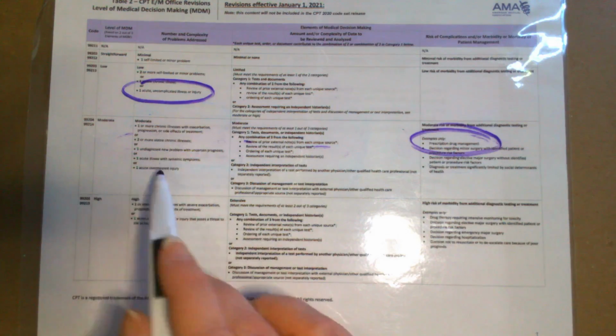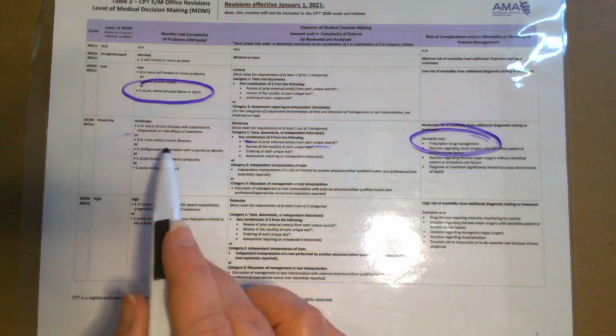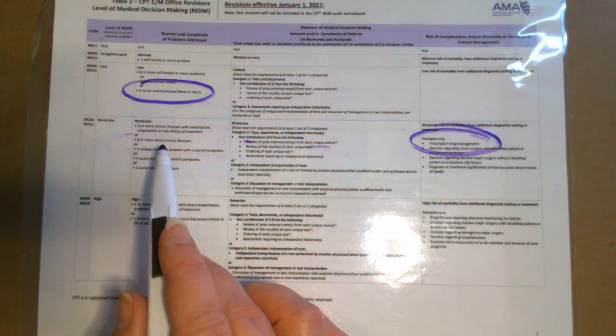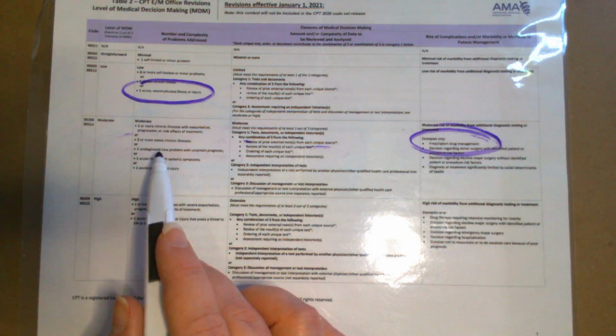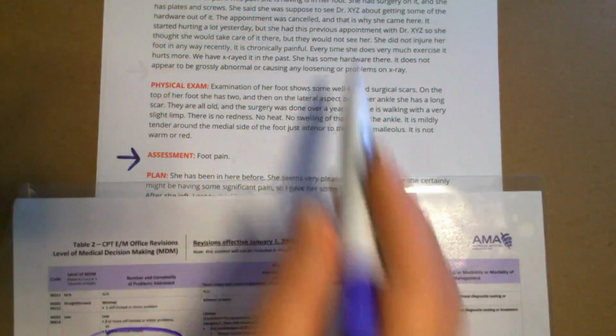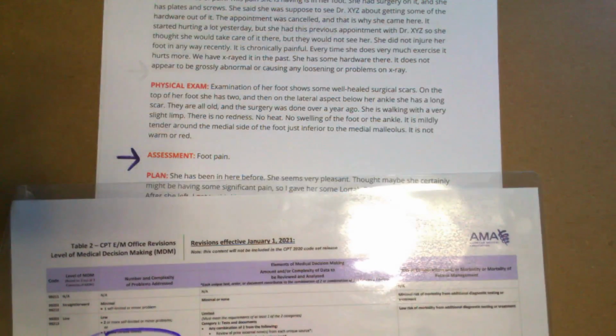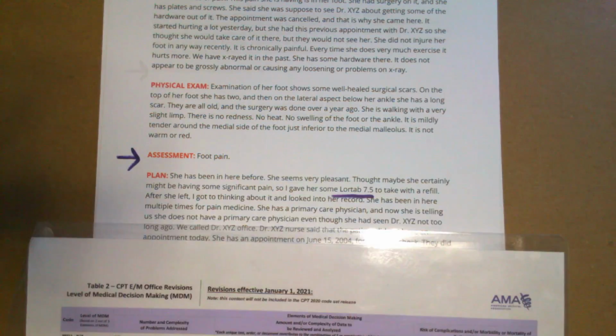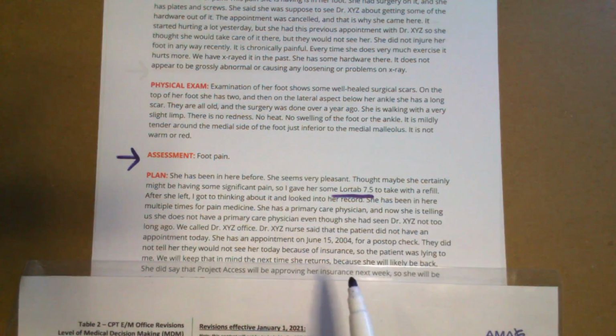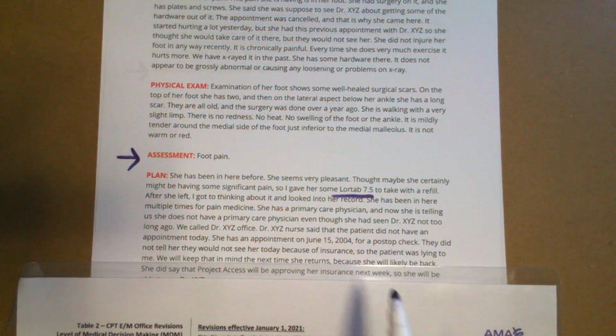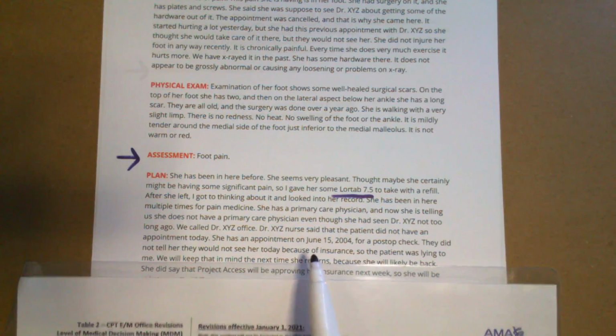I don't think there's anything I can do to bump it up to a moderate level of complexity of problems addressed. I'm not really seeing a lot of review of old records. I'm not seeing a lot of data that was reviewed, a lot of just the patient talking about what her issues are. It looks like the record review wasn't necessarily about specific labs or notes that they were looking at, just that she had appointments elsewhere.